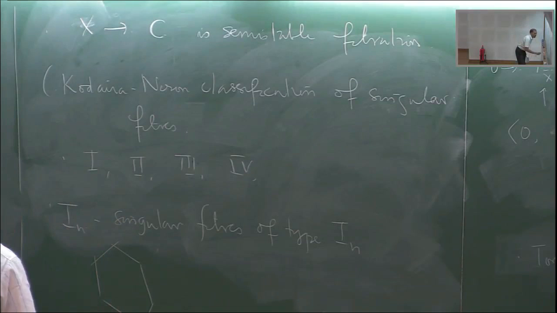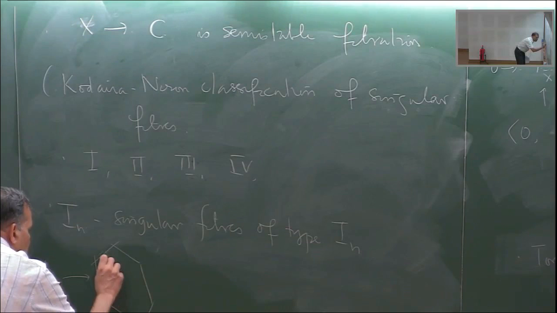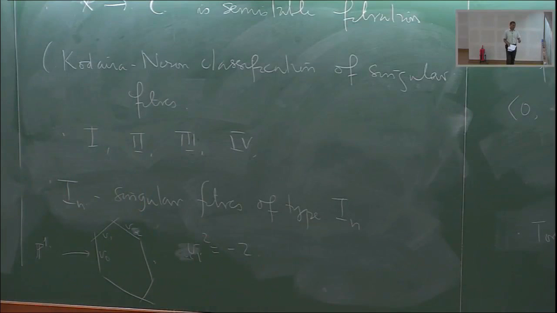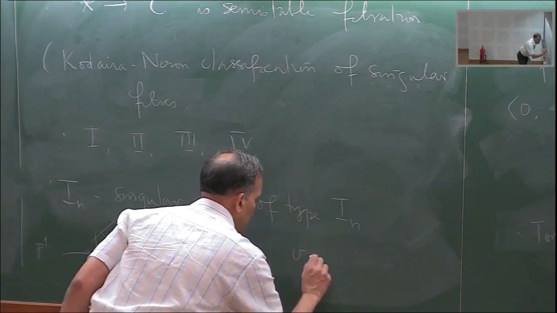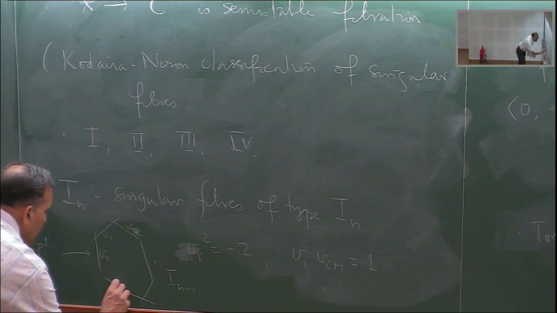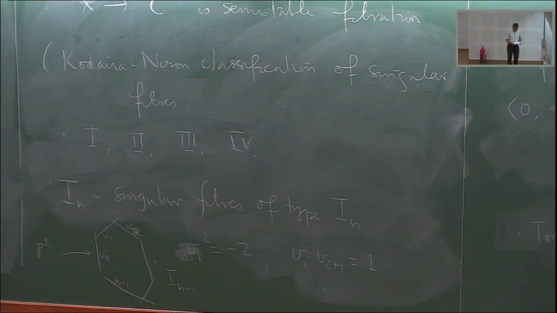Each of these is isomorphic to P1, and these irreducible components, say V0, V1, V2, and so on, have Vi squared equal to minus 2. Self-intersection minus 2, because, as I said, of the intersection pairing. And Vi times Vi plus 1 equals 1. It can go around cyclically, so this will be I_n. There are n components in the thing. So this is what I want.